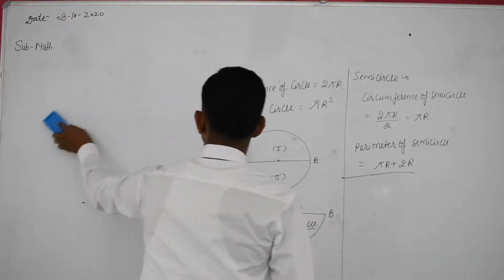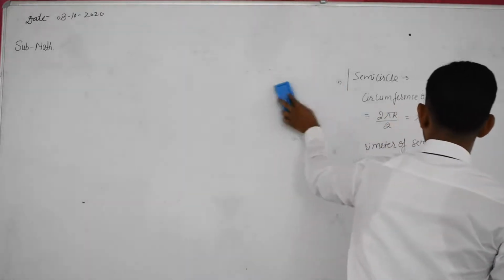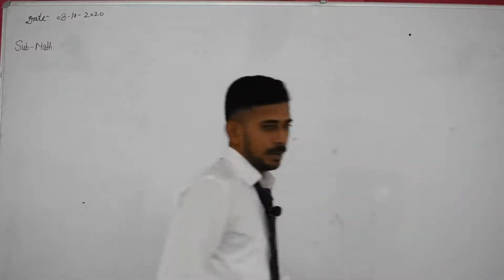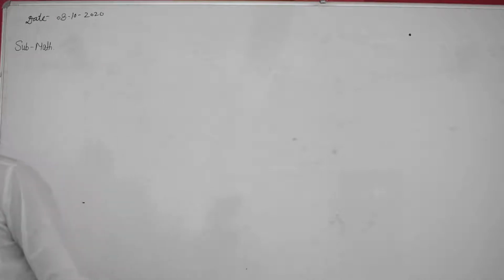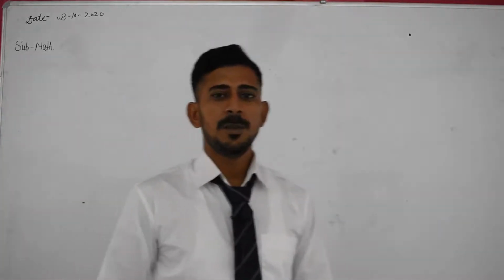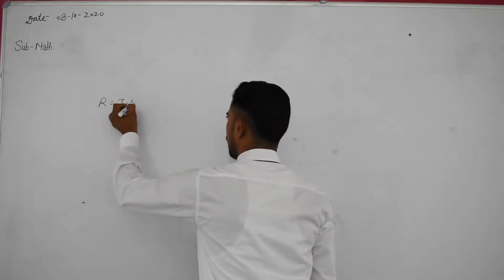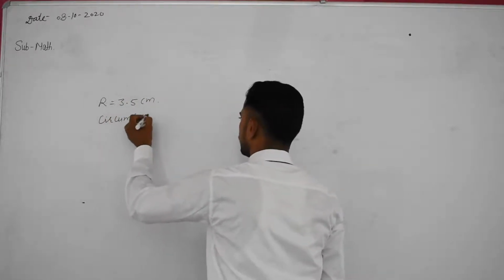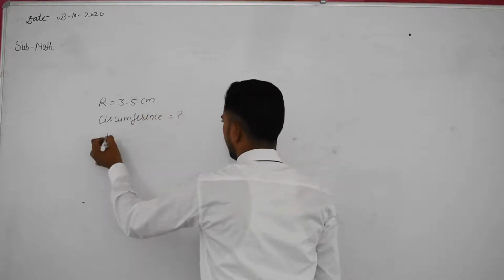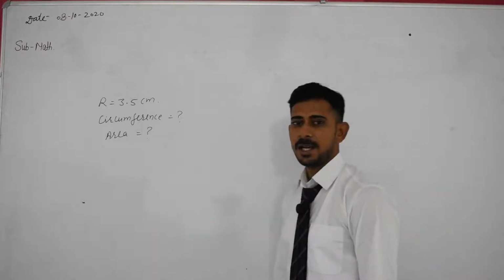Now in exercise 15.1, question number 1: the radius of the circle is 3.5 centimeter. Find the circumference and area of the circle. In question number 1, the radius is given, radius is equal to 3.5 centimeter. Then find the circumference and area of the circle.